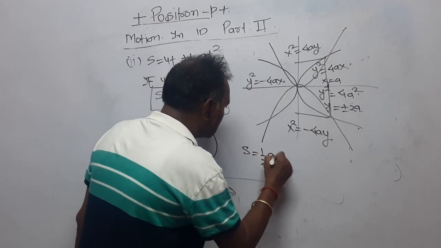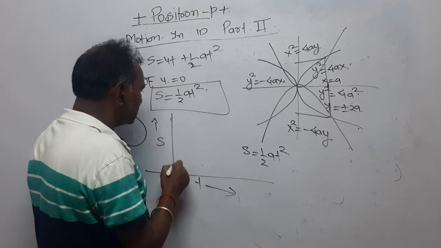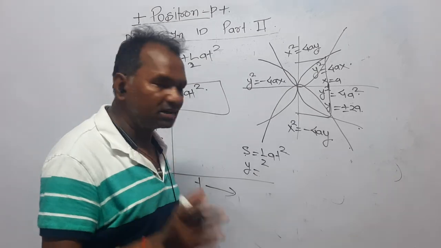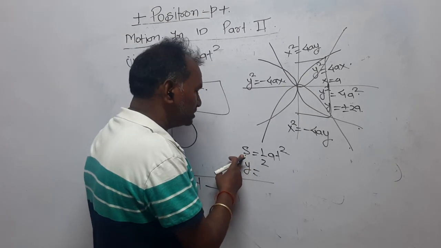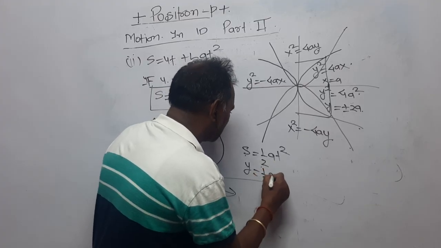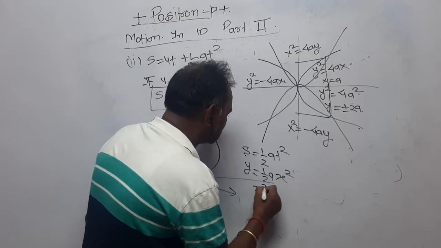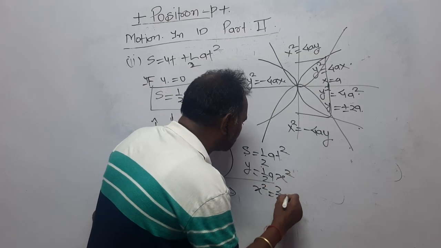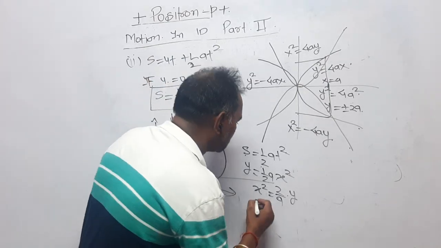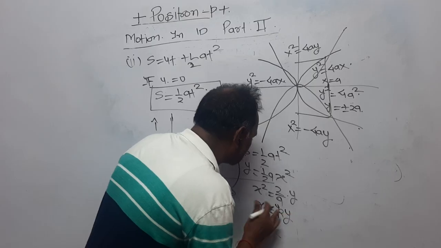Dear students, look here. s is on the y-axis, so I'm replacing s by y. Half a, write it half a. t is on the x-axis, so replacing this. So x square equals 2 upon a into y. a is a constant, 2 is a constant, so 2 upon a is a constant, or x square equals ky. k is another constant.